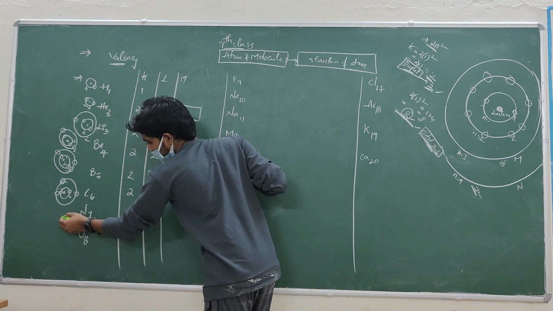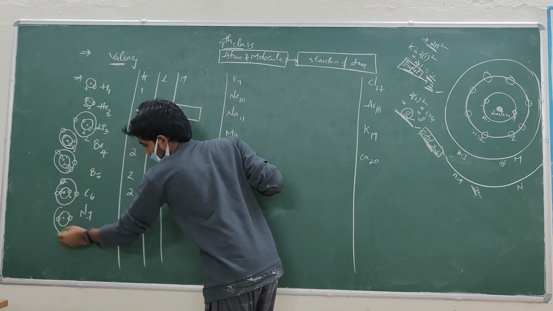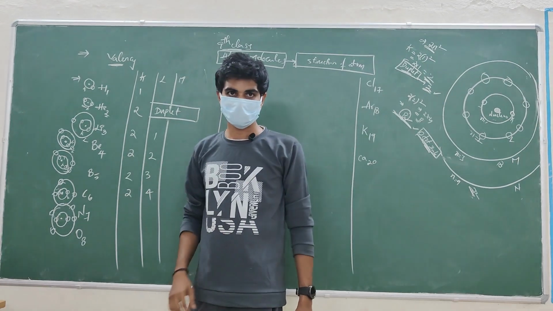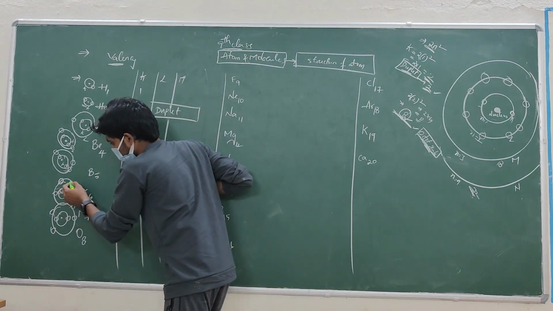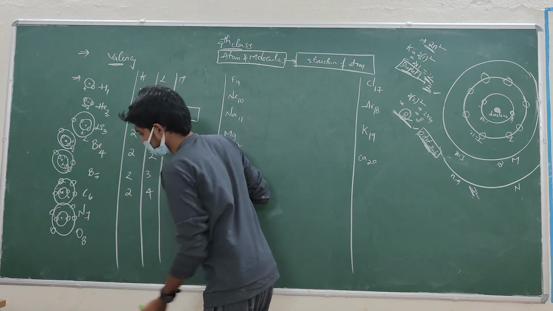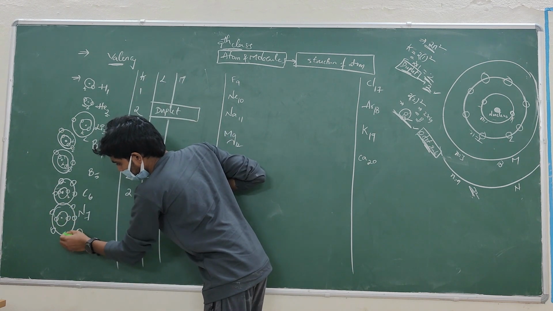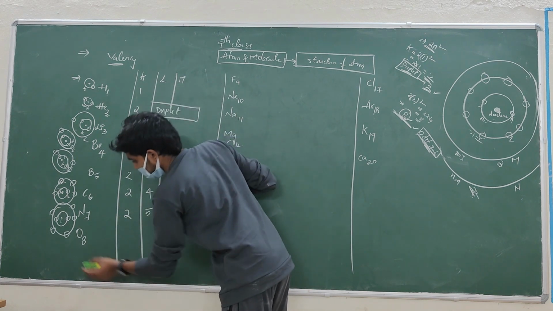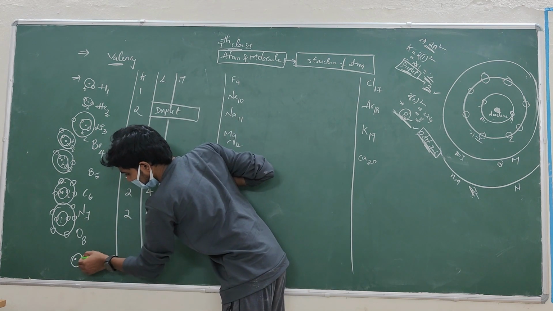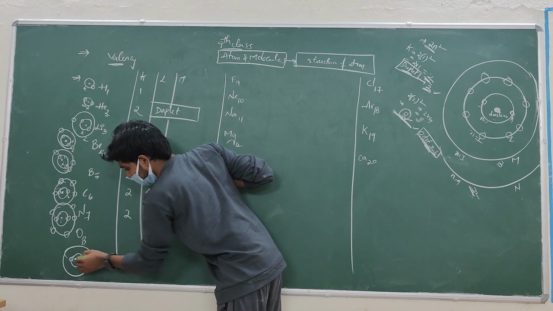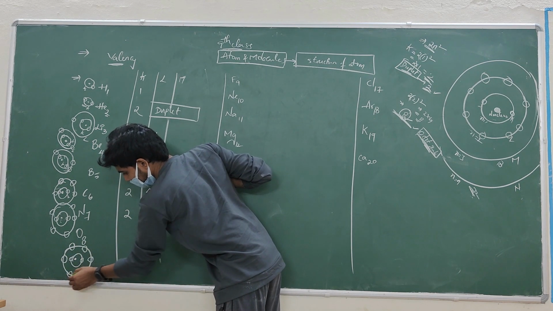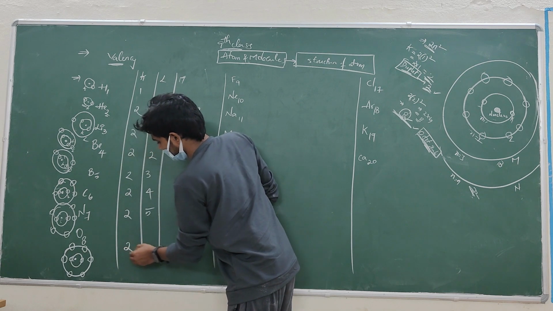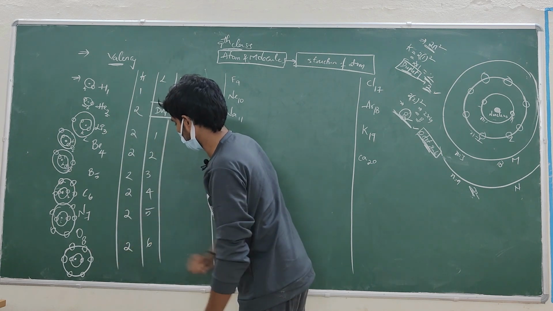Next, nitrogen: 2 over here, and then 5, so 5 plus 2 is 7 electrons. So it is 2, 5. Next, oxygen contains a nucleus, the first shell with 2 electrons, and the next shell with 6 electrons, 6 plus 2 is 8 electrons. Wonderful. So overall, we have filled up to oxygen.